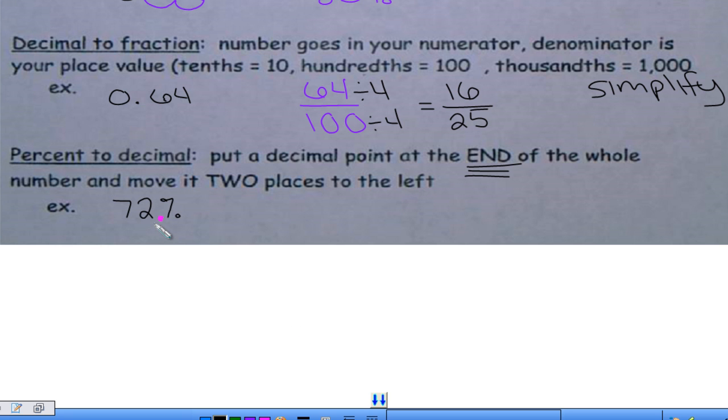Then you take that decimal and you move it 2 places to the left. So to go from a decimal to a percent, you move it to the right. To go from a percent to a decimal, you move it to the left. So 72% as a decimal is 0.72.